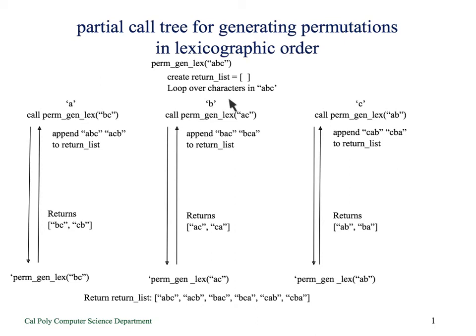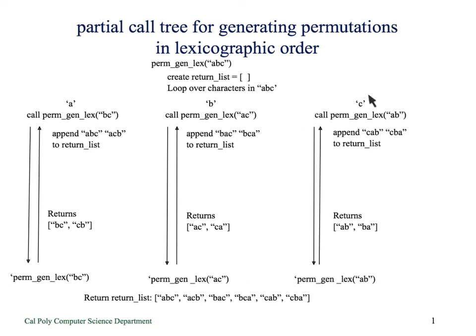Okay, so now you get to the letter B. You take B out of ABC. Okay, make sure you're taking it out of the whole string. And that leaves you with AC. So you call Perm Gen Lex on AC. That comes down. Magic of recursion, it sends back up the permutations of the letters AC. So that sends back AC and CA in lexicographic order. It comes back up. Now you've got your B, you prepend it to AC and prepend it to CA. Add those to the return list. So now return list has 4 things in it: ABC, ACB, BAC, BCA.